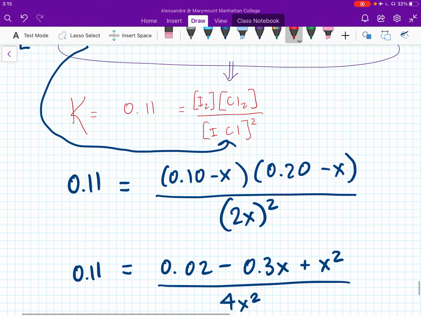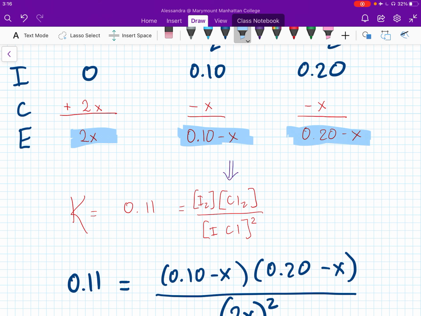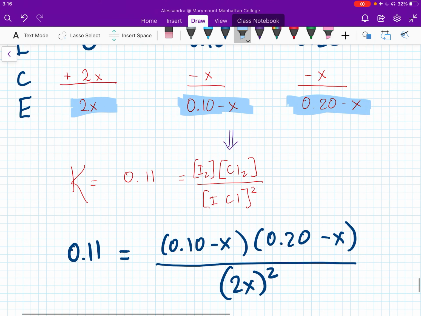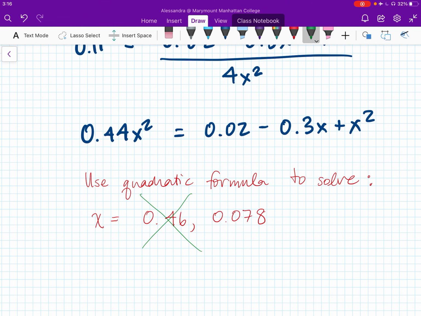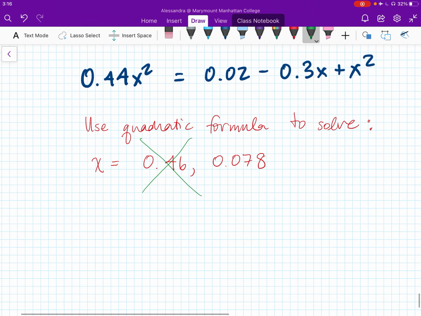So here are my equilibrium concentrations for the 3 species in the reaction. And notice 0.10 minus x, 0.46 cannot possibly be our valid value because that would give me a negative equilibrium concentration. So you're always going to be able to throw out one of the roots and identify an x that makes sense based on your equilibrium concentrations.